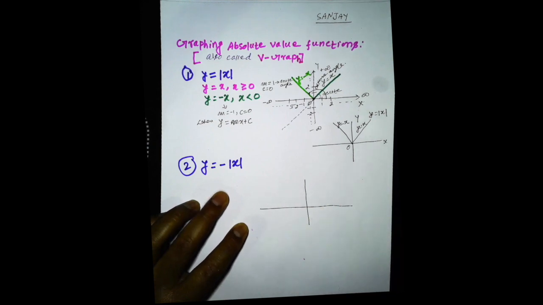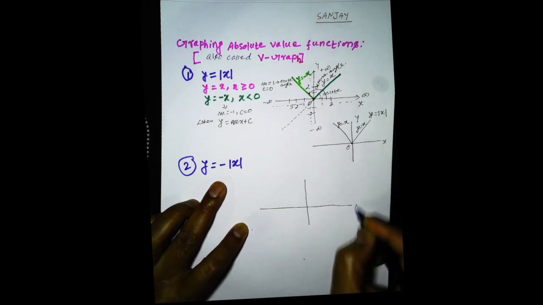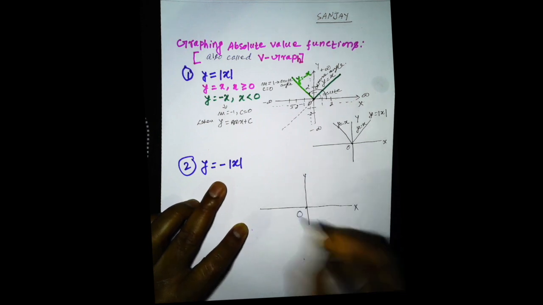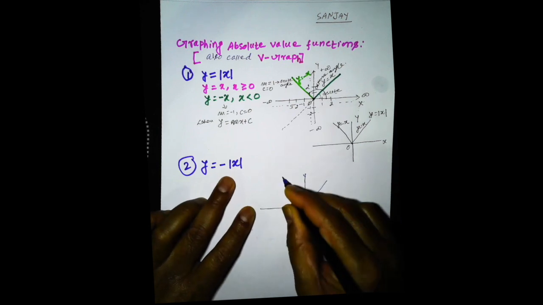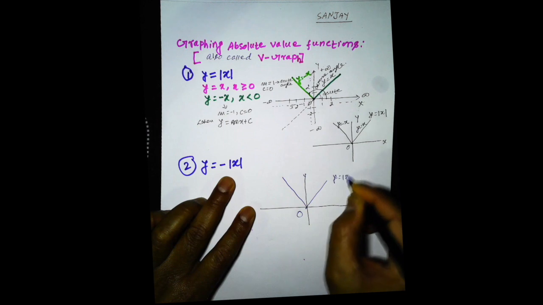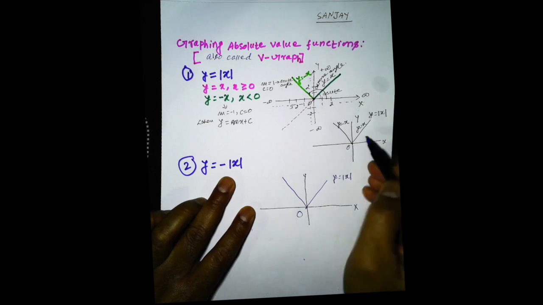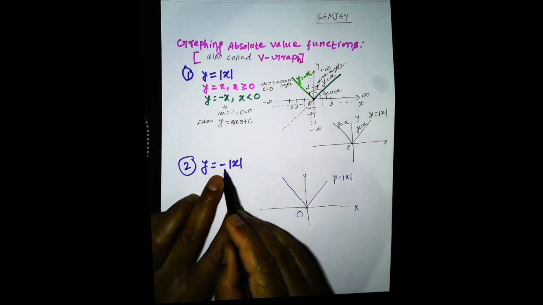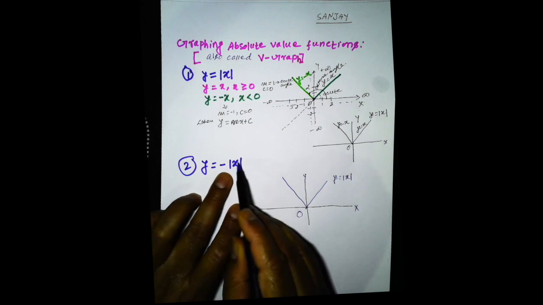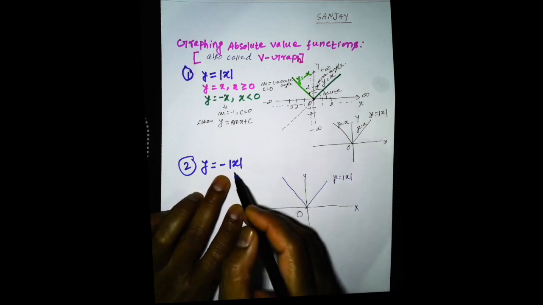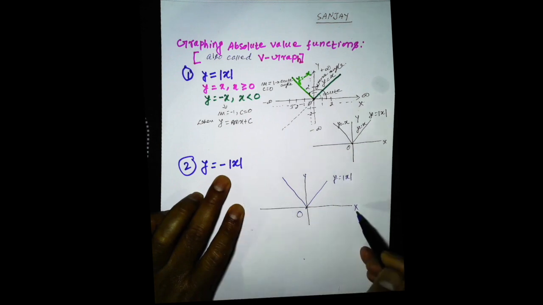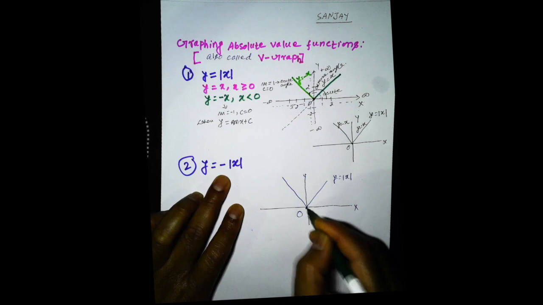And in that graph, you know that this is the x-axis, this is the y-axis, this is 0, and the graph of y equal to absolute x is like this. Just now we have seen here. And you can see that this is the negative sign of the absolute value of x. That means if you are going to draw the graph for this, it is going to reflect about the x-axis. So reflection about the x-axis means it will move down to here.